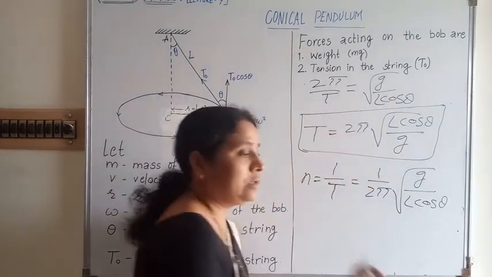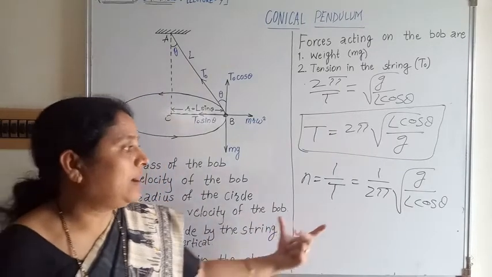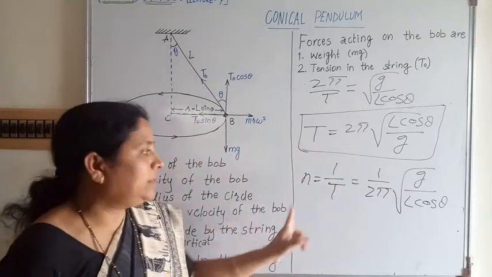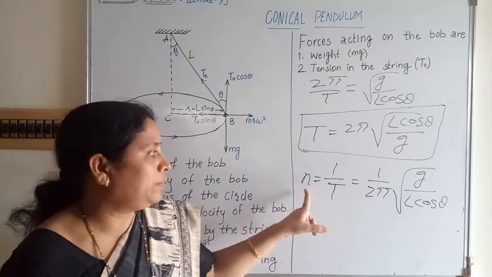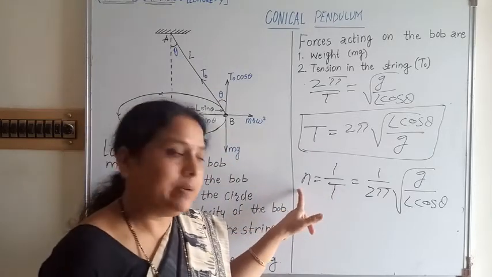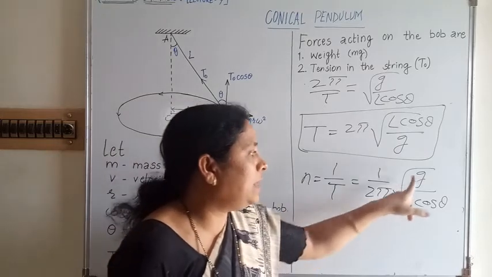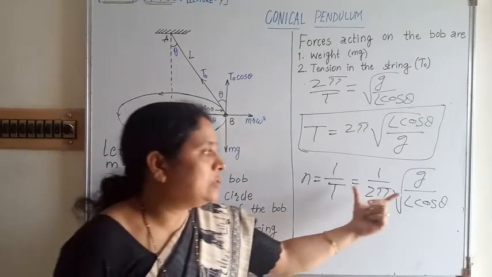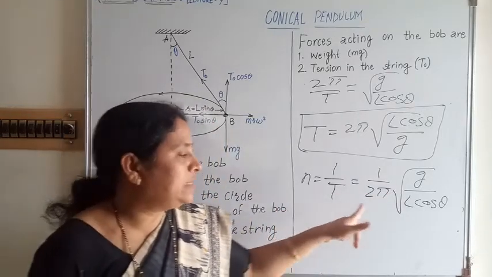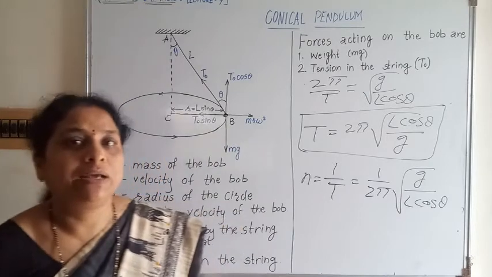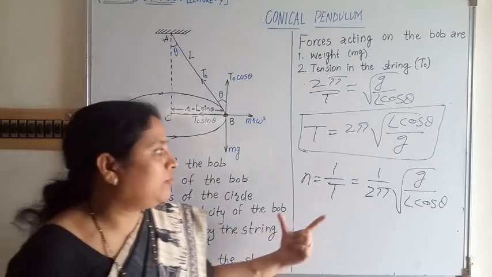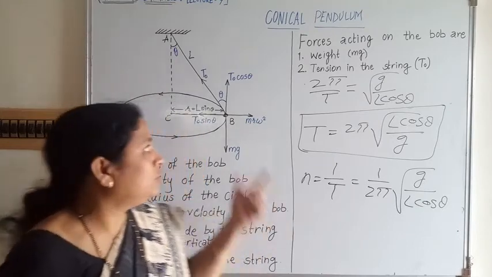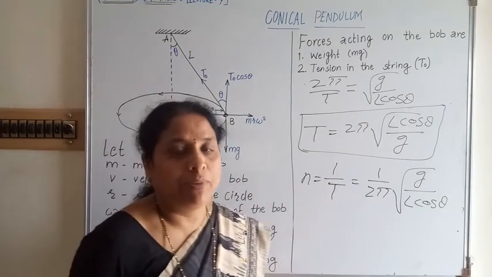There is one question in your exercise, that is on what factors the frequency of a conical pendulum depends. You have to obtain the equation for the conical pendulum. N is the frequency of the conical pendulum. N is equal to 1 upon twice pi under root g upon L cos theta, and from that you can say the frequency does not depend on mass. The frequency is inversely proportional to the square root of that length, and thus we can find the equation for the frequency of the conical pendulum. So this is about the conical pendulum. Thank you.